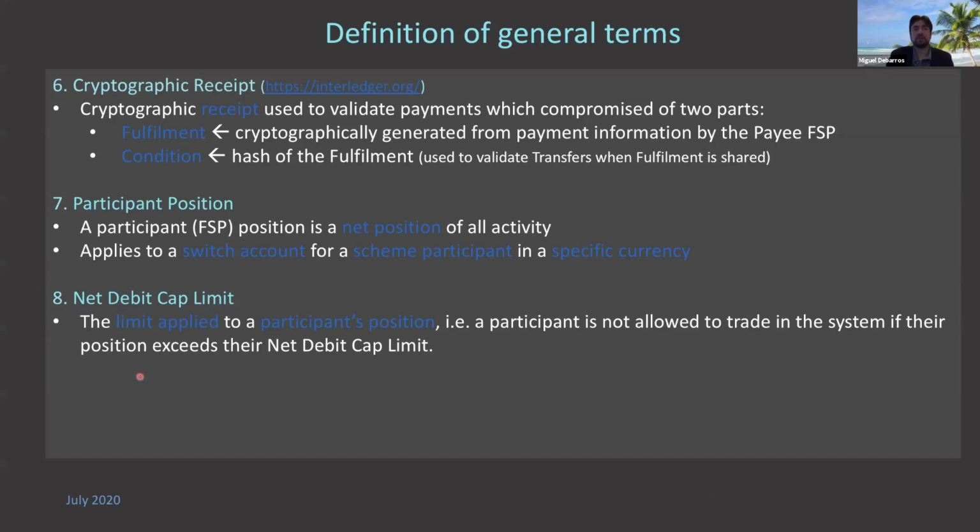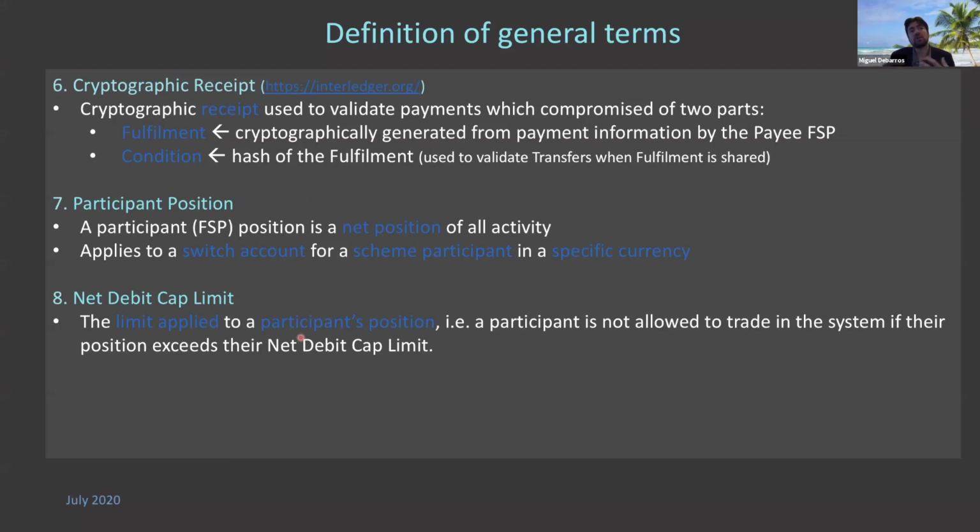We have a net debit cap limit, which is basically a limit that is applied to a participant's position. And this is very much used to help manage some of the risk that's associated with running a switch, as well as manage the participant's risk, and how they interact and trade within the system. So by putting in this net debit cap limit, we're basically ensuring that a participant is not allowed to interact or trade within the system past that limit.